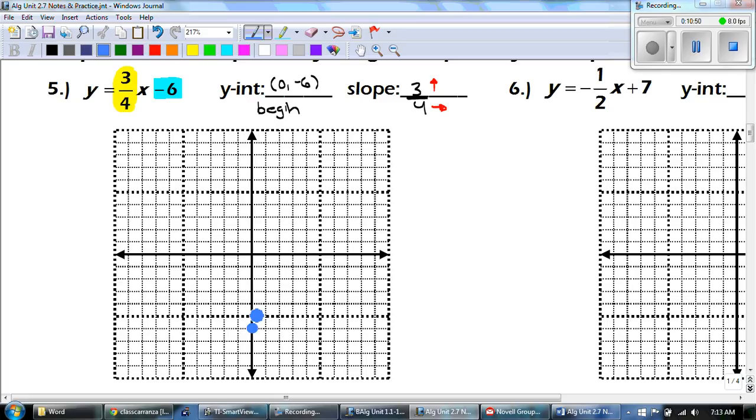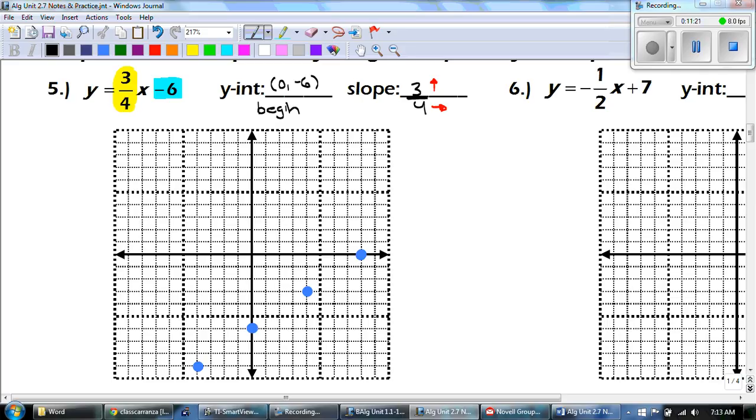So 1, 2, 3, 1, 2, 3, 4. And there's my point. Go up 3, 1, 2, 3, over 4, 1, 2, 3, 4. And that's as far as I can go. But I want to make sure I do as many points as I can. So now I'm going to do the exact opposite, down 3 and to the left 4. And now you can see my line.